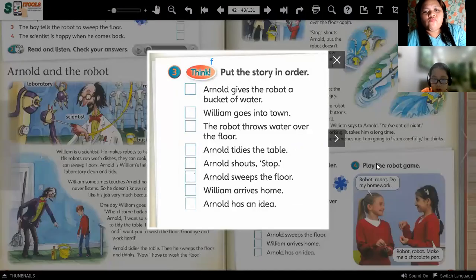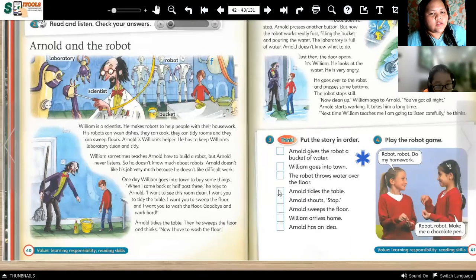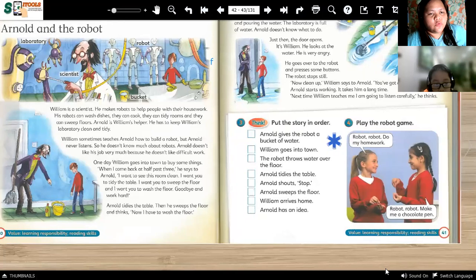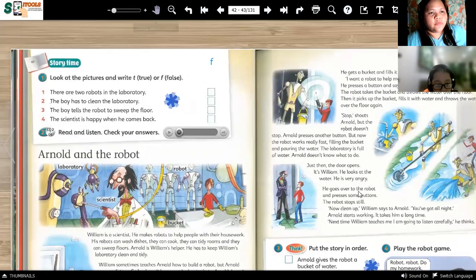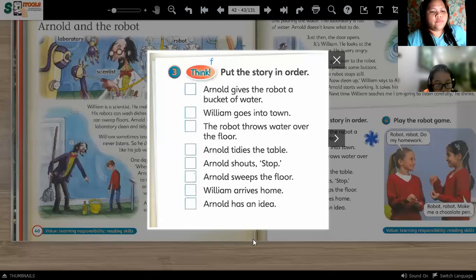Okay, so let's proceed with the activity. Let's play the robot game. You have to put the story in order. So you are going to tell me which happened first, second, third, fourth, fifth, sixth, seventh, eighth. Okay, you have to tell me what happened first here in the story. Here. There you go. Can you tell me which happened first in the story?